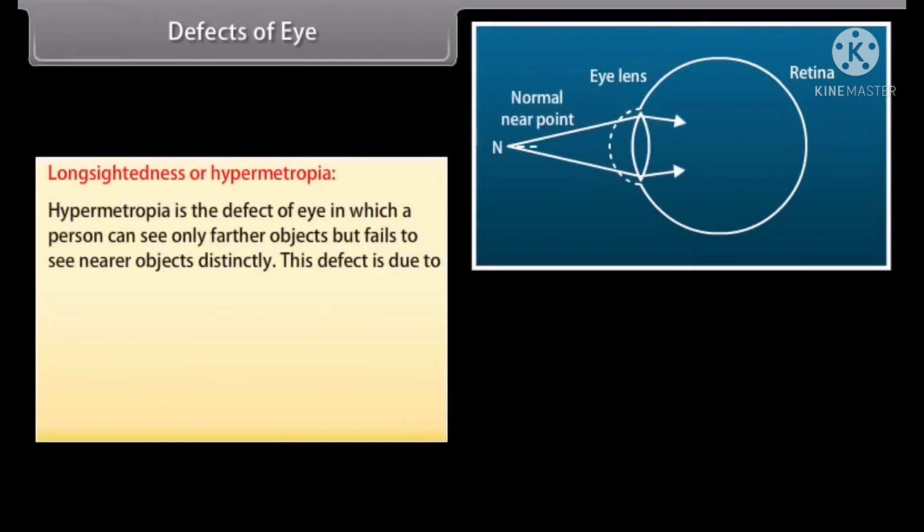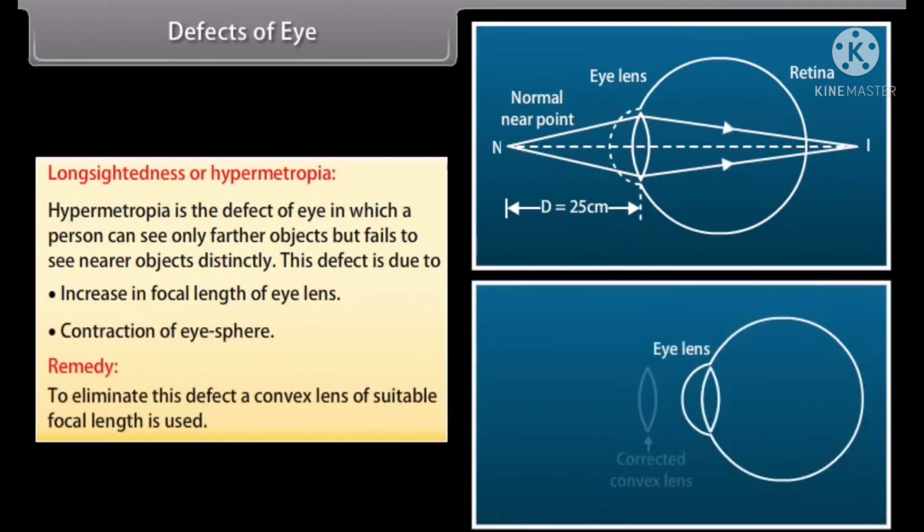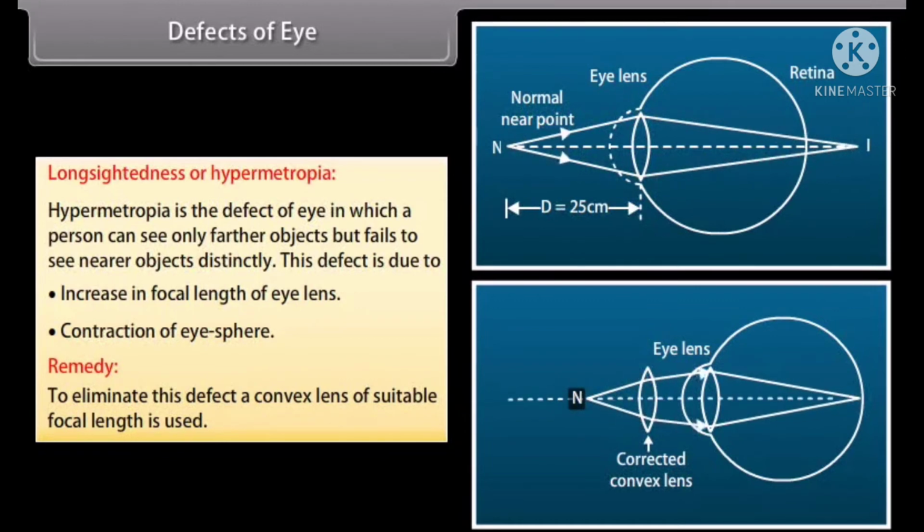Long-sightedness or hypermetropia. Hypermetropia is the defect of the eye in which a person can see only farther objects but fails to see nearer objects distinctly. This defect is due to: 1. Increase in focal length of the eye lens. 2. Contraction of the eyeball. Remedy. To eliminate this defect, a convex lens of suitable focal length is used.